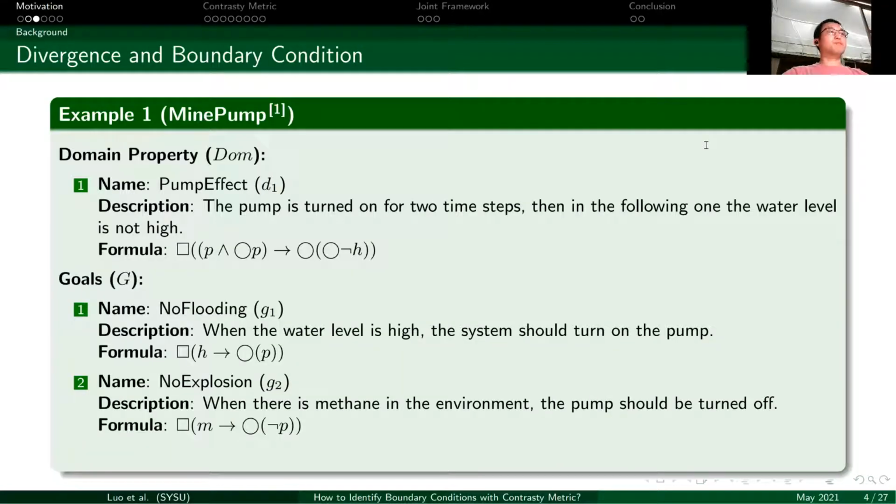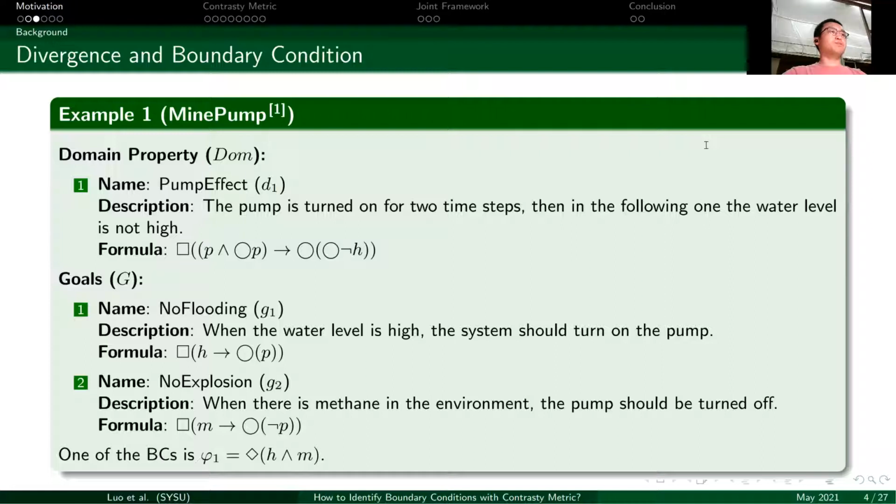The requirement specification is about the main pump. The main property is that the pump is turned on for two time steps. Then in the following one, the water level is not high. And there are two goals. One is that when the water level is high, the system should turn on the pump. The other is that when there is methane in the environment, the pump should be turned off.